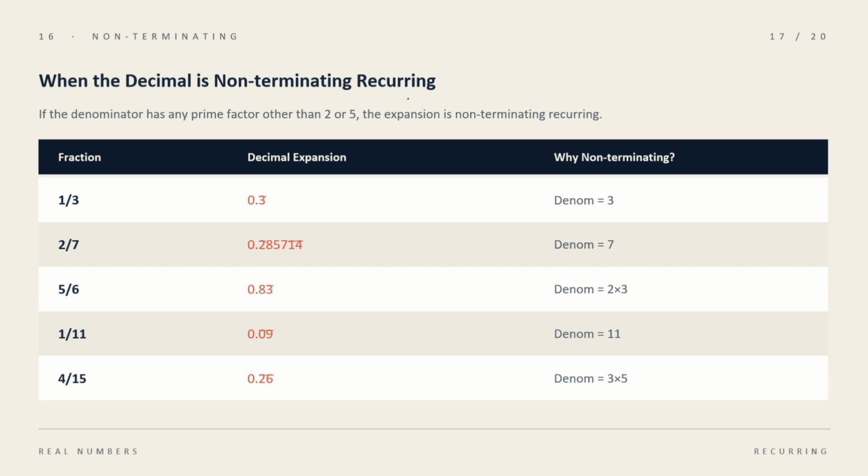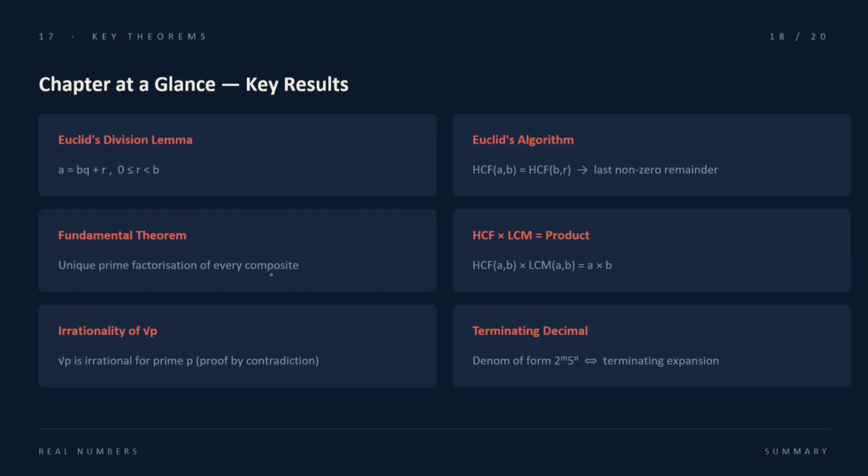In this slide, the decimal is non-terminating recurring. Just examples: 1 by 3, discussed in the previous slide, is 0.3 with a bar above the 3. 2 by 7 is 0.285714, denominator is 7. 5 by 6 is 0.83 with a bar. 0.09 with a bar, denominator 11. 4 by 11 is 0.36 with a bar, and here denominator is 3 into 5.